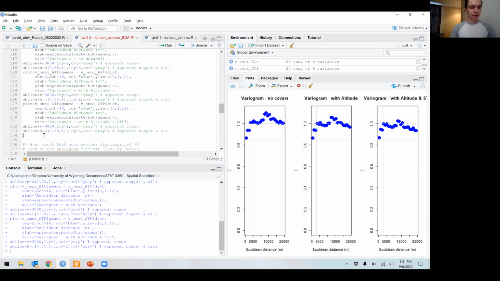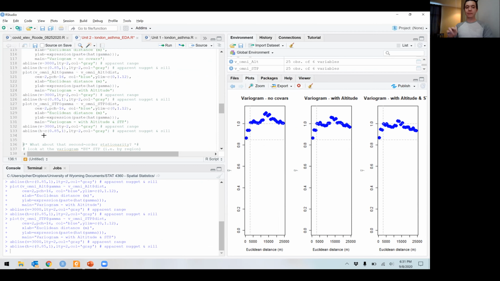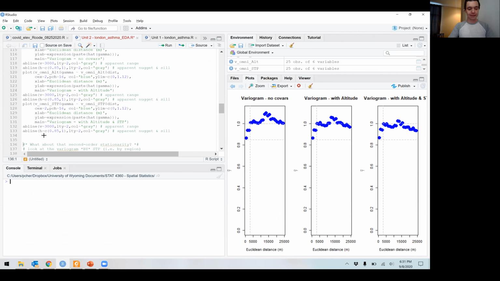The other thing I wanted to show you guys is what about that second order stationarity? That's when we assume that the nature of the spatial process does not vary with location. That means that the variance is constant spatially, the mean is constant spatially, and the nature of the spatial correlation itself is constant spatially. How can we check that? Admittedly, it's hard. It's hard, I think, when you talk to anyone.